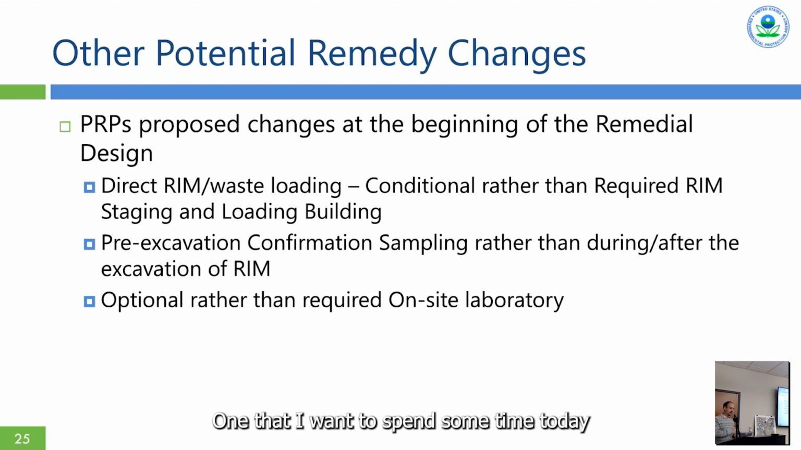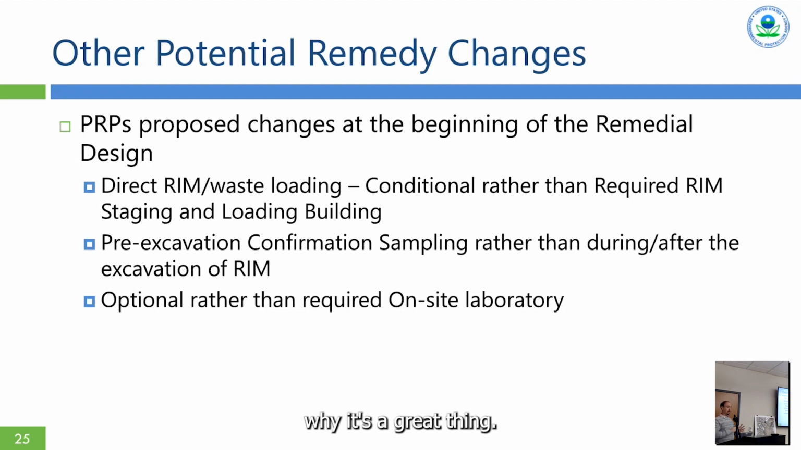One that I want to spend some time today going over, because we've not really talked about this, at least probably since announcing the Record of Decision Amendment, is the RIM staging and loading building. So there are figures in the final feasibility study that preceded that ROD amendment that actually show conceptually how RIM would be excavated, where it would be trucked to, and what this building is for. And I want to go over that and then explain what change we are considering and really why it's a great thing.